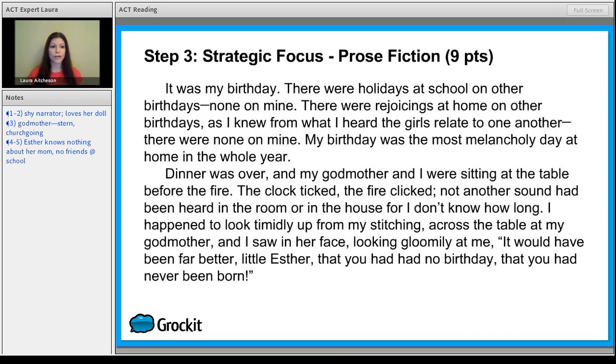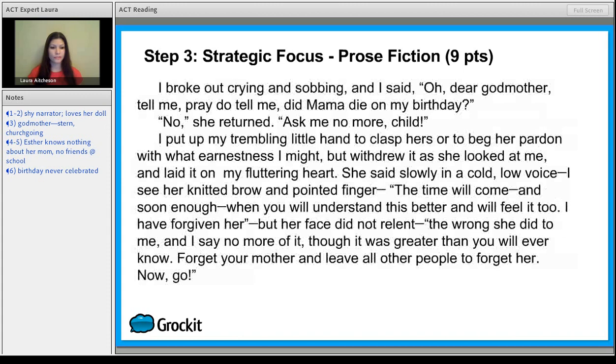Go ahead and read just paragraph 6, which is up at the top right here. Now check what you wrote down against what we're putting up here. Her birthday was never celebrated. So now you're going to go ahead and read paragraph 7, which begins, "Dinner was over." Now that you've read paragraph 7, we're getting into some really interesting information about how the godmother treats the little girl. So go ahead and read 8, 9, and 10.